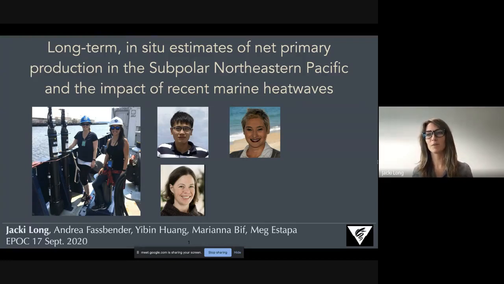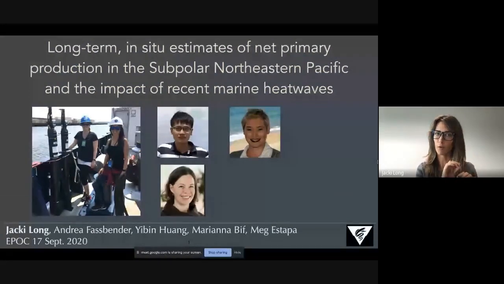Our initial motivation for this project was to derive net primary production using profiling float observations, which is similar to previous work done by Mega Stapa in the North Atlantic, but focusing on the differences between getting those depth resolved estimates and those derived from satellites, which are of course just seeing the upper layer of the water column.